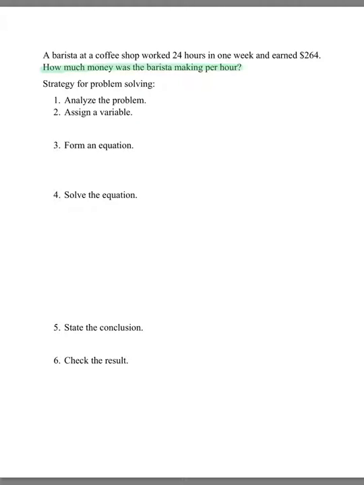And now that we know what it is we want to find, we can go ahead and assign a variable, which is step 2. So let us begin by assigning a variable. In this case, we'll use the variable x, and again, any variable will do. The question was, how much money was the barista making per hour? So our x is going to represent the amount of money the barista was making per hour. Again, it's simply the question restated in the form of a statement.